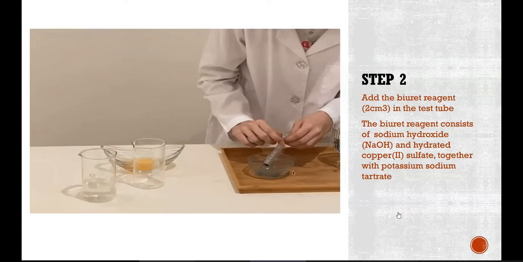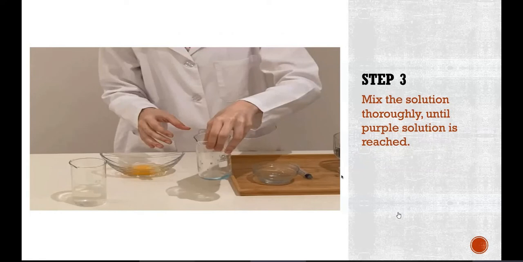Okay, so I'm simply taking in the burette reagent using the syringe, and I'm going to be placing it in this beaker, which contains my egg solution. Now, just as a little more information, the burette reagent actually consists of a number of compounds or elements combined together, including sodium hydroxide, hydrated copper sulfate, and potassium sodium tartrate, and they all combine together to create the reagent that we all know.